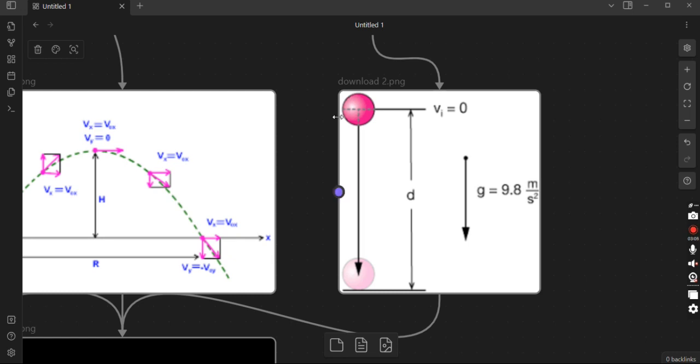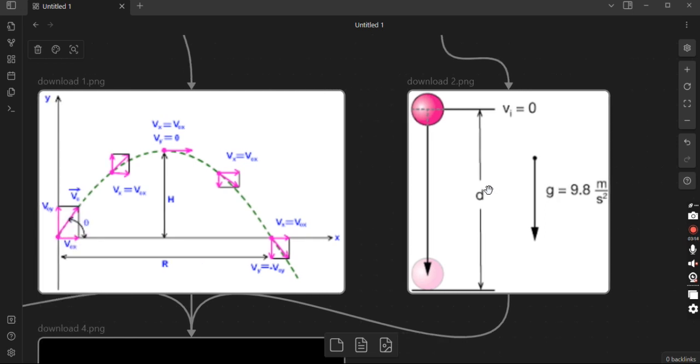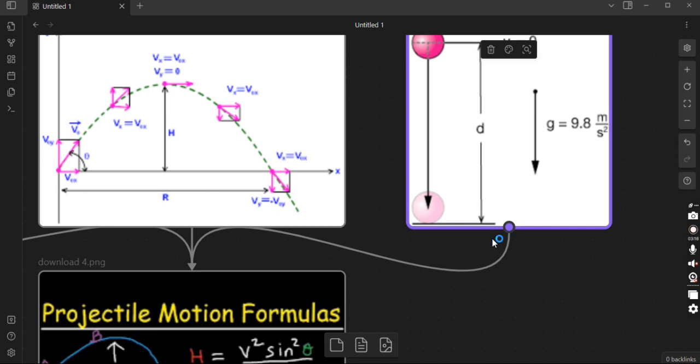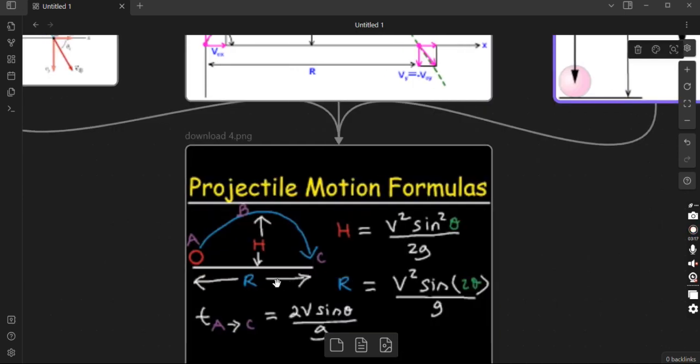So we know that this is the ball which is at rest. It's at rest because its initial velocity is 0. Then we have only one force acting on that object, which is the force of gravity. And then they give you the acceleration due to gravity, that's 9.8 meters per second squared. Okay, we have the projectile motion equations for 2 dimensions.